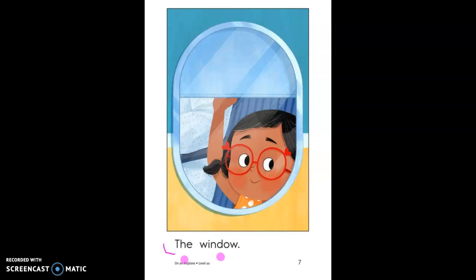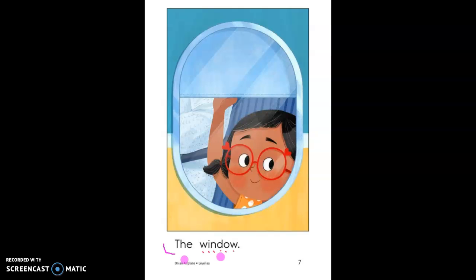I wonder how many letters are in the word window. Can we count how many letters are in the word window? Let's do it. You ready? 1, 2, 3, 4, 5, 6.